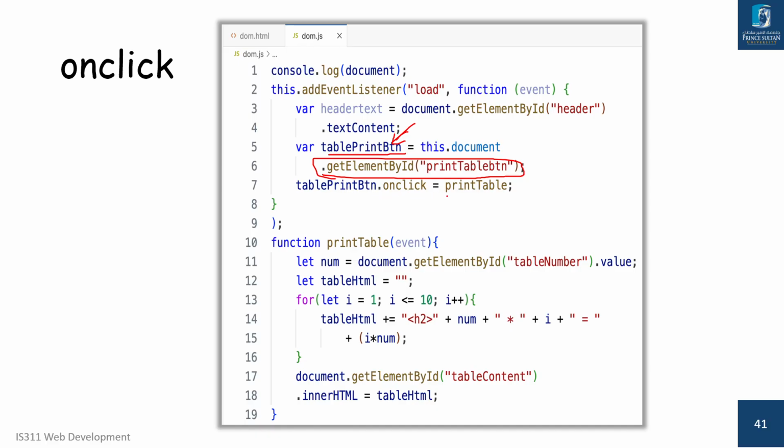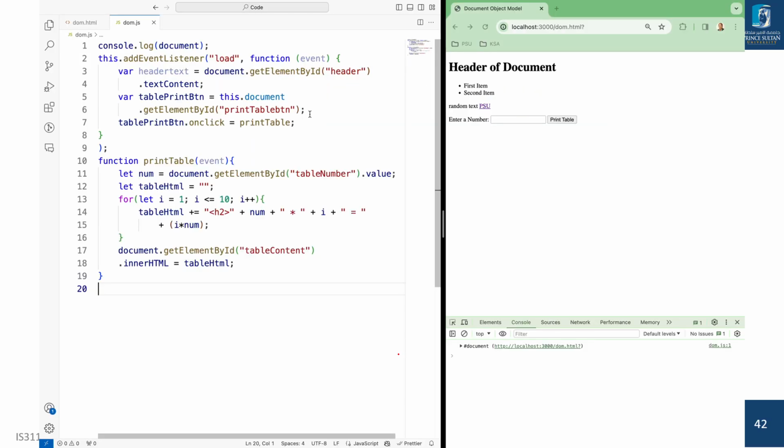Whenever we click on this button, it will execute this print function. Actually, we are just trying to show that multiplication table on the screen. That's what we are doing here. So we are assigning an onclick event. Here's an example of that one.